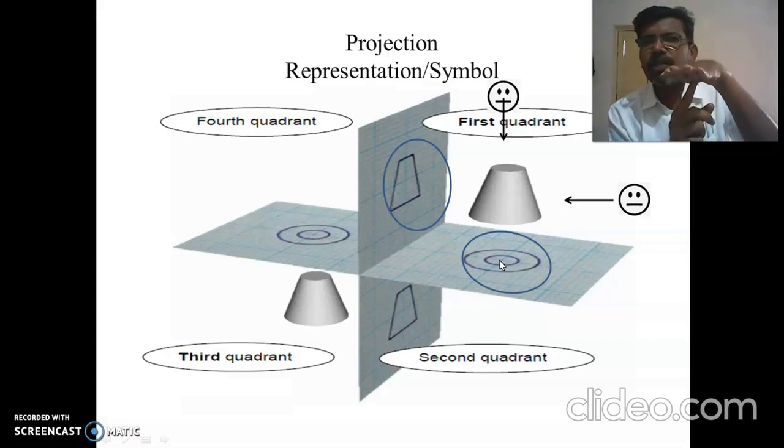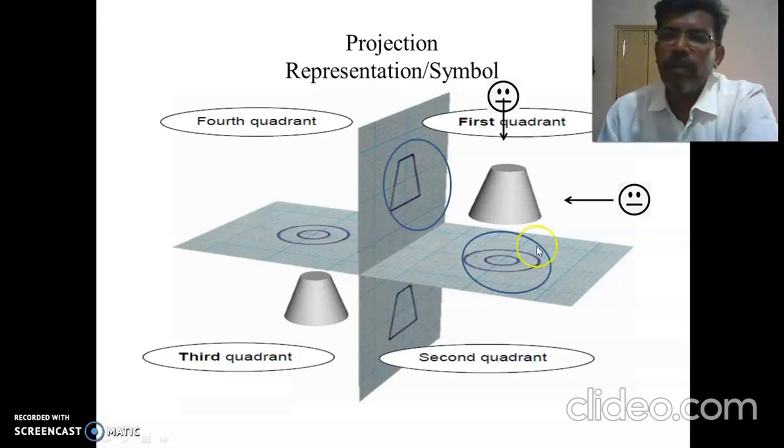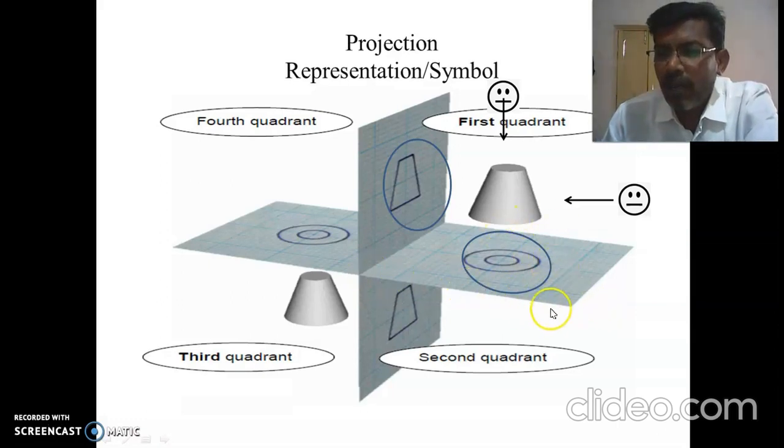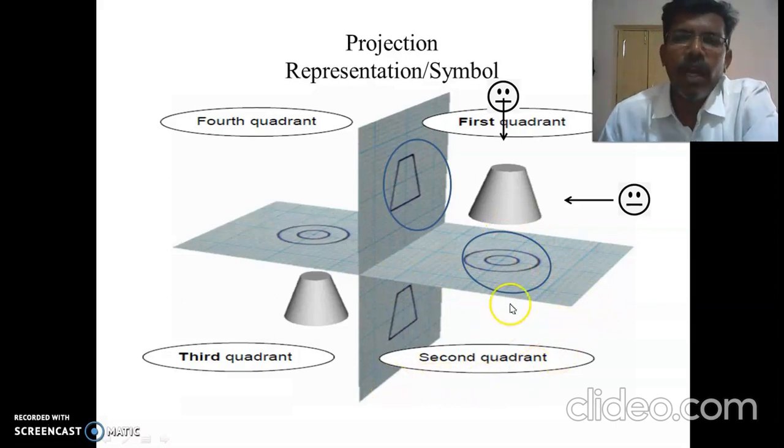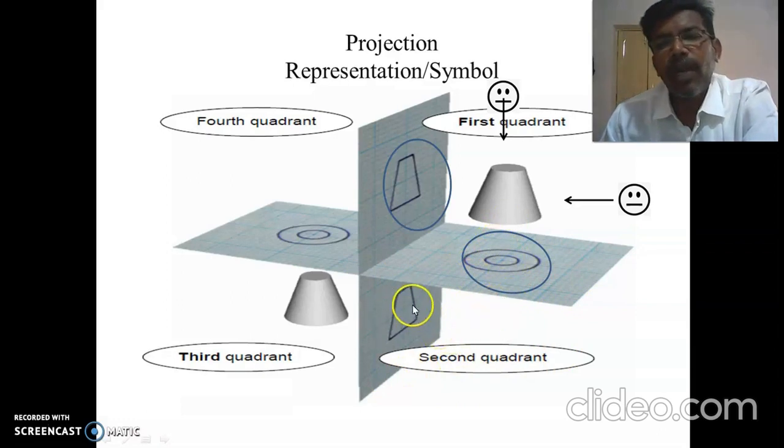So what I have to do is rotate this one in this direction, so that this horizontal plane is rotated in the clockwise direction by 90 degrees, so that this object is going to appear below the reference line.